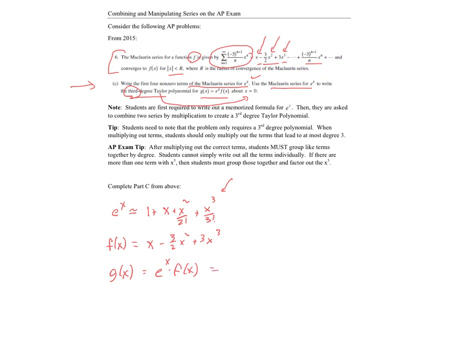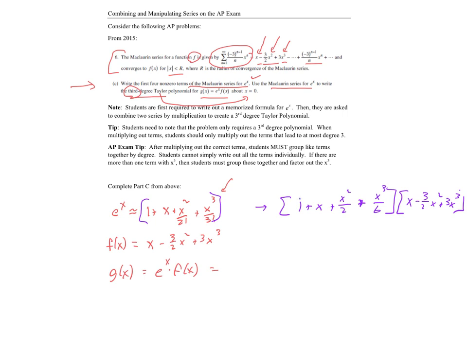Okay, so now you have to consider the order of how things are going to be multiplied together. If you want to consider this a parentheses here, maybe we should do a rewrite. So I've got my 1 plus x squared over 2 plus x cubed. Let's call that a 6, just to make it cleaner instead of the factorial notation. Then I've got x minus 3 over 2 x squared plus 3x cubed.